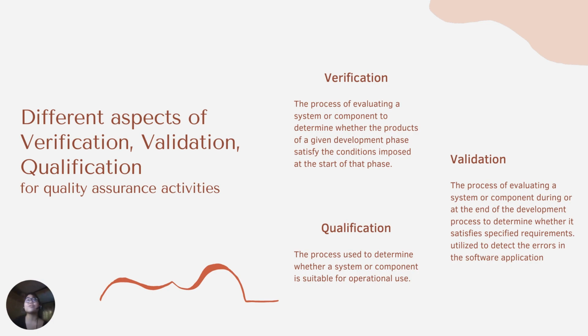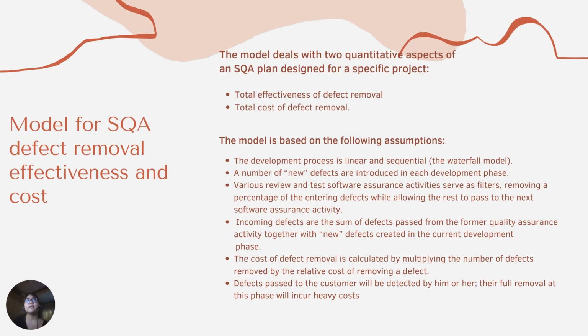So the last question for chapter 7 is to describe the model of SQA defect removal effectiveness and cost. The model deals with two quantitative aspects of an SQA plan designed for a specific project. We have the total effectiveness of defect removal, and the second one is the total cost of defect removal.